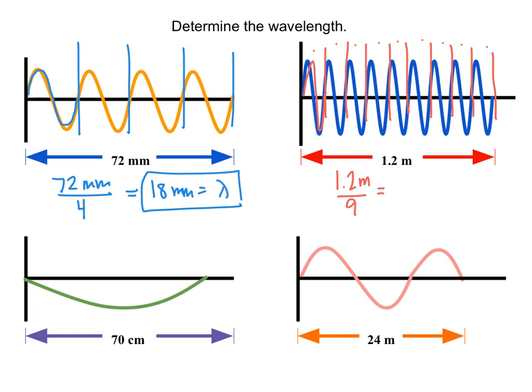I made this a little bit more complex than I wanted to. Give me a second here to figure that out. All right, hopefully I'm doing my math right here. 0.133 repeating meters. Should have figured that out in advance, sorry.